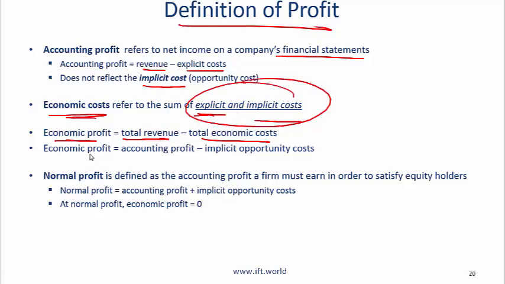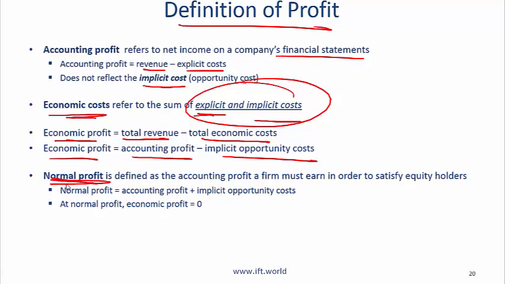So what is the relationship between economic profit and accounting profit? The relationship is that economic profit is accounting profit, which does not account for implicit costs, and then you subtract the implicit or the opportunity costs.